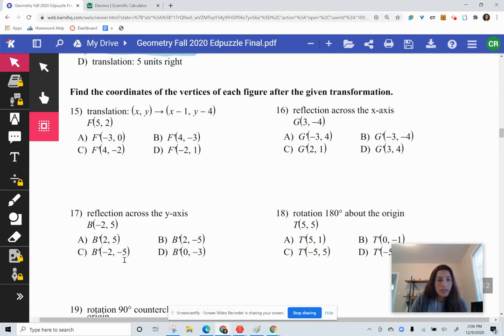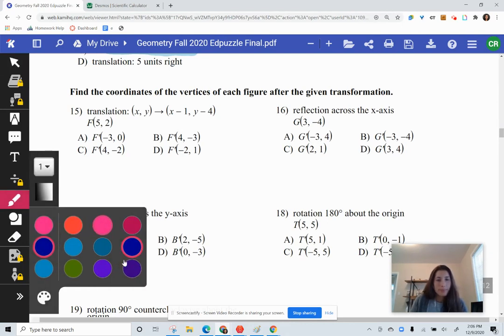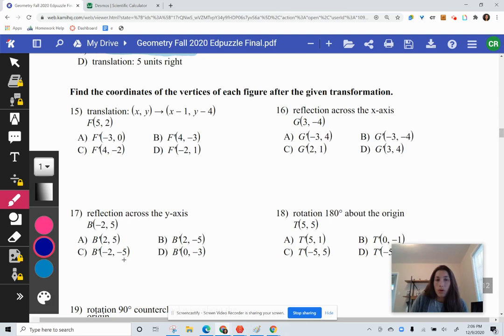Okay, so we have a translation here. We are subtracting 1 from x and we're subtracting 4 from y. So this is the coordinate that we're doing that to. So we're going to take the 5 and we're going to subtract 1. And we're going to take our y value, which is 2, and we're going to subtract 4 to that. And then we're just going to write out our new coordinate. So 5 minus 1, that's going to be 4, and 2 minus 4 is going to be -2. So 4, -2 would be the new coordinate.